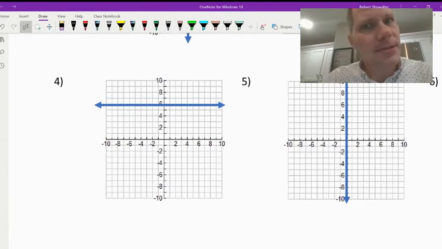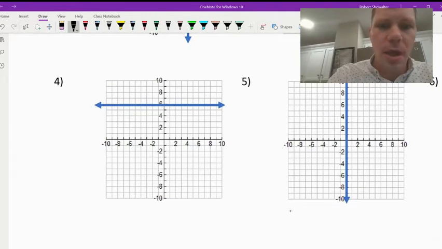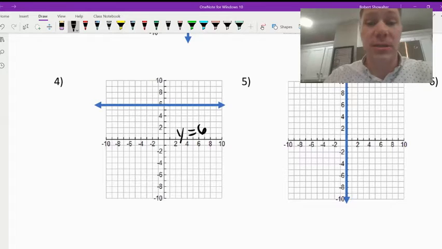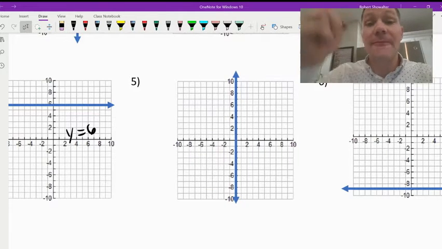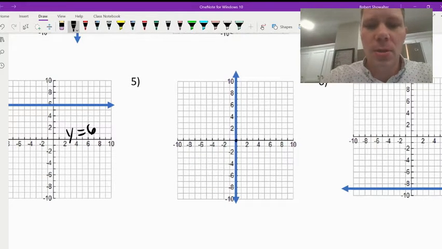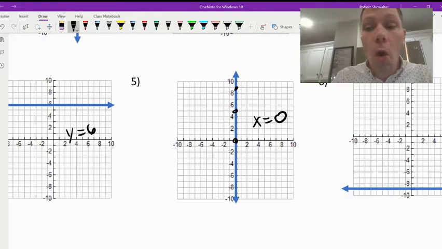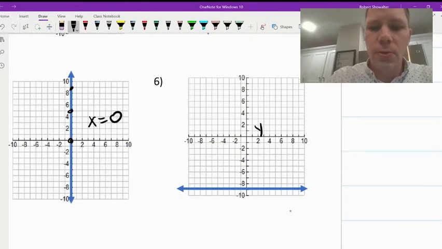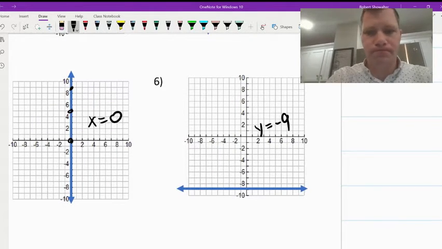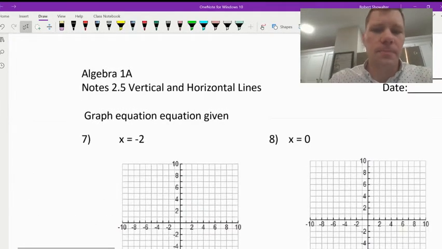I know I'm going fast, but I think you can do it. You guys are doing it. This one, y = 6. This one's tricky. Vertical. It's an x equals. What coordinate stays the same on the line? It's x = 0. Here we go. y = -9. We're cranking this up.